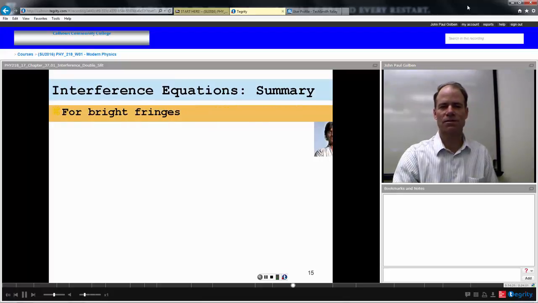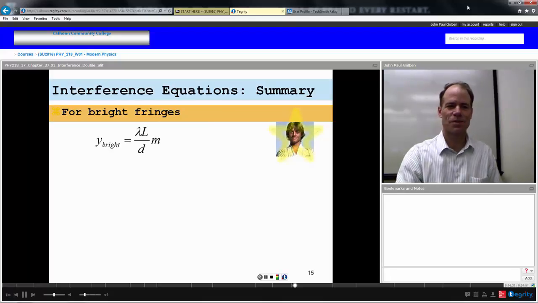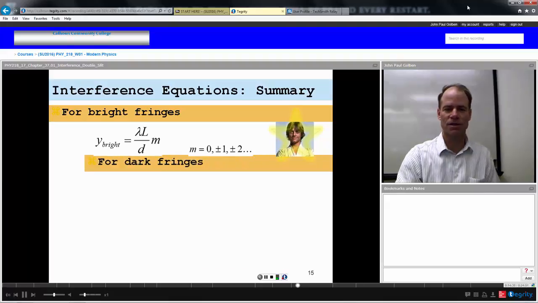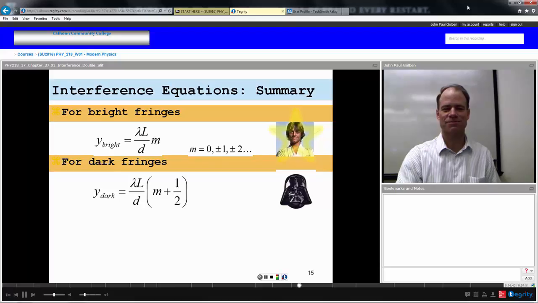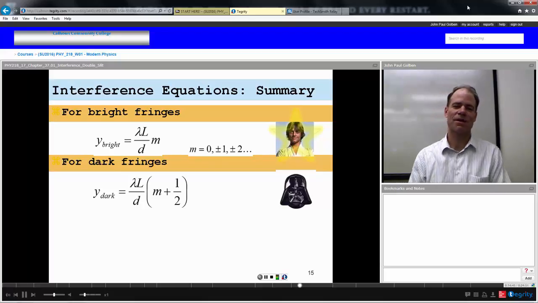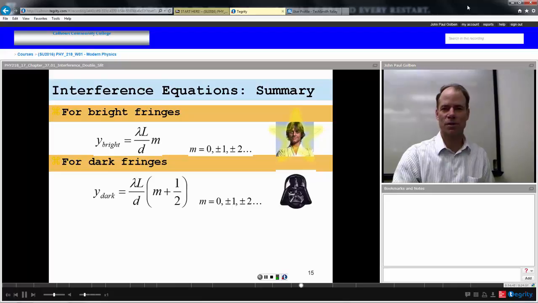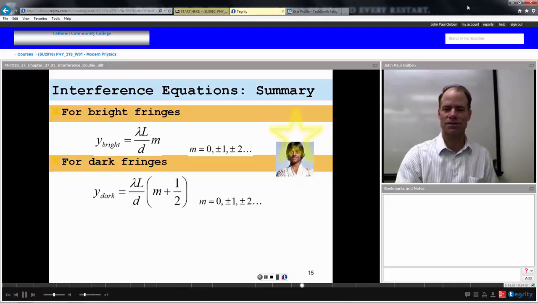So here's a summary for bright fringes, like the bright side of the force. We have that our location on the screen is equal to lambda L over d times m, m being an integer starting at 0. For dark fringes, location is lambda L over d, m plus 1/2. Again, m equals 0, plus or minus 1, plus or minus 2. All right, that's enough.